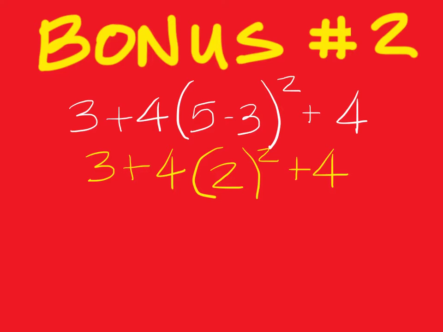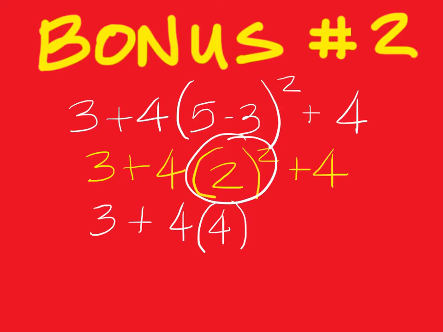Not 4 times 2. 2 to the second power, yes. What is 2 to the second power? Two times itself. 4, yes. And keep everything else the same. What do I do next?